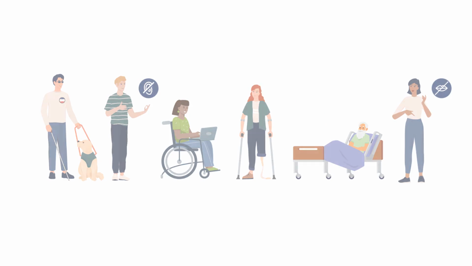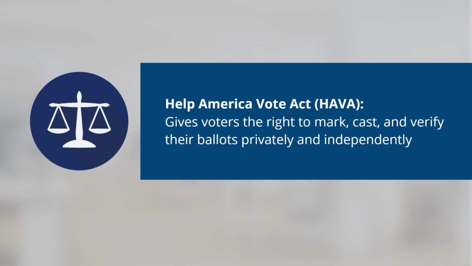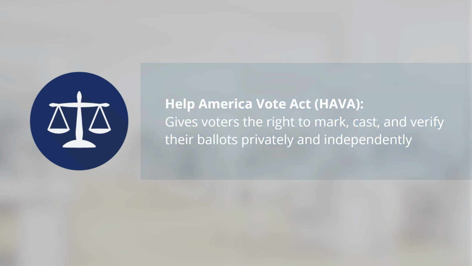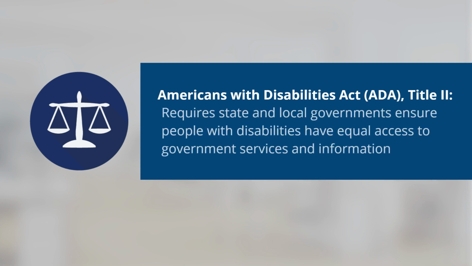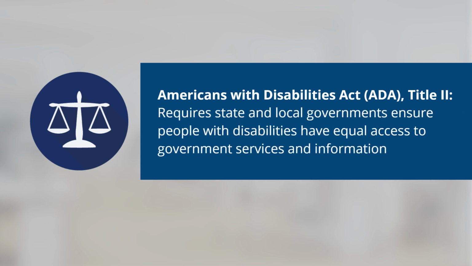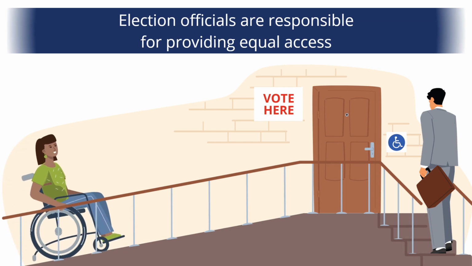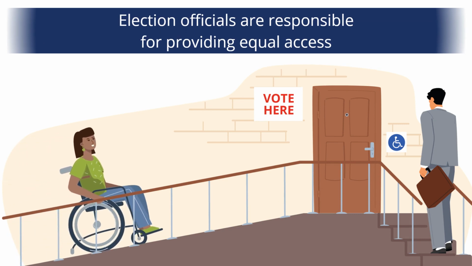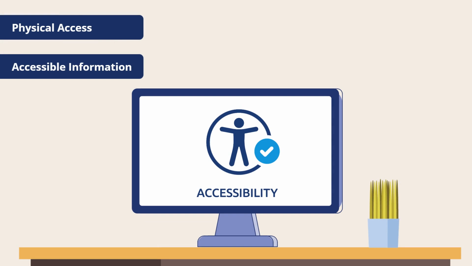These voters are protected by a number of federal laws, including the Help America Vote Act, or HAVA, which established the right for voters with disabilities to mark, cast, and verify their ballots privately and independently, and Title II of the Americans with Disabilities Act, or ADA, which requires state and local governments to ensure people with disabilities have equal access to government services and information. This means election officials are responsible for providing equal access throughout the election process through things like creating physically accessible polling places and communicating voting information in an accessible way.